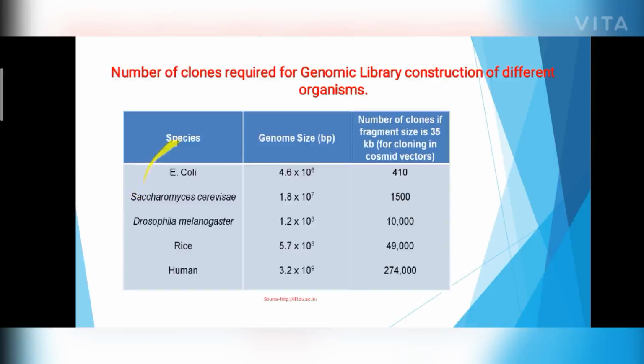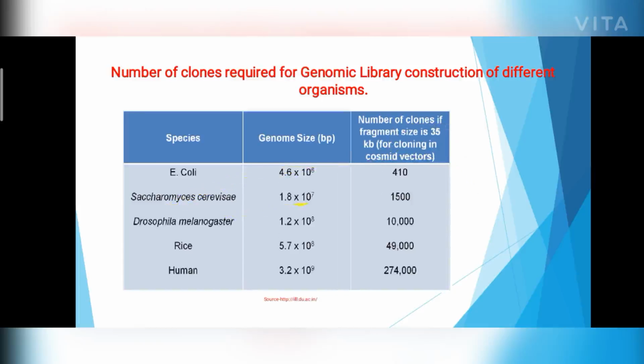So in this table we will see how many clones are required to insert the genome of different species. The vector taken here is the cosmid vector, and each cosmid can hold up to 35 kb of DNA insert. This is the common vector, the cosmid vector. And if you see the E. coli, the size of the E.